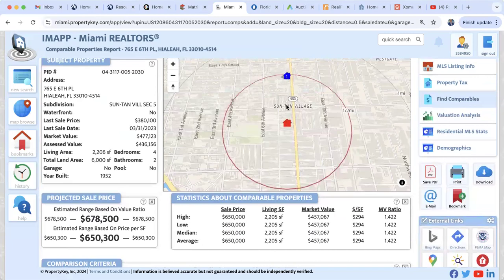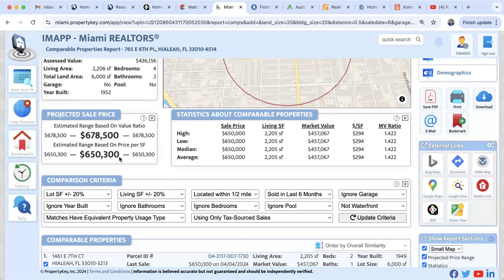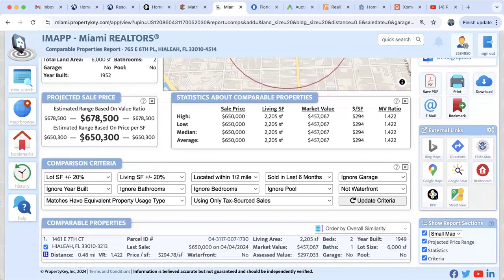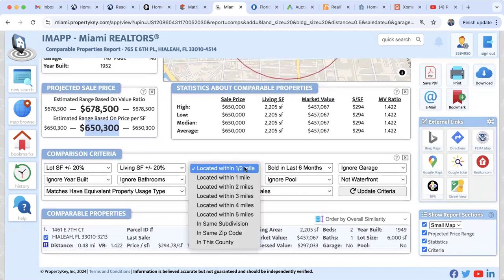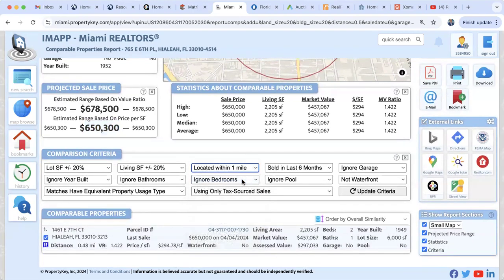See that right there? One comp right down the street. That one comp gives our property a value of $650,000. Based on price per square foot, that's what this means: an estimated value of $650,000. Again, the property is for sale at $460,000.